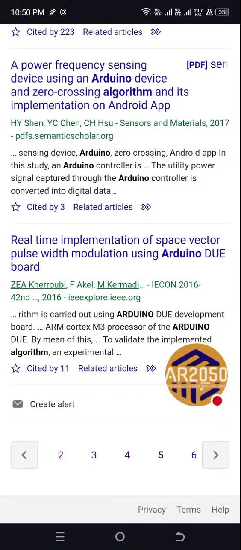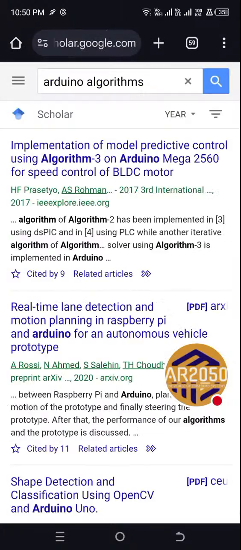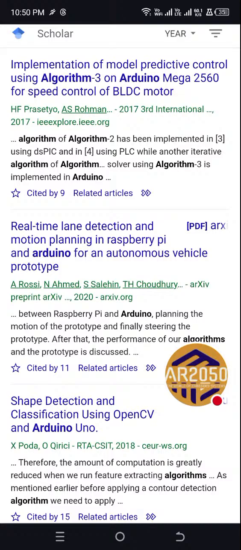Real-time implementation of space vector pulse width modulation. It's for generating the power inverters for the PV systems. That's not today's topic either. Yeah, this research paper, the first one is for DSPIC. Implementation of model predictive control using algorithm. Real-time lane detection and monitoring planning in Raspberry Pi.